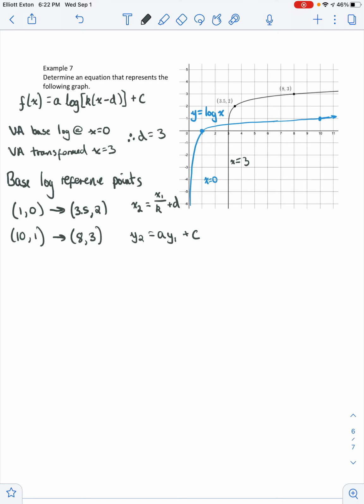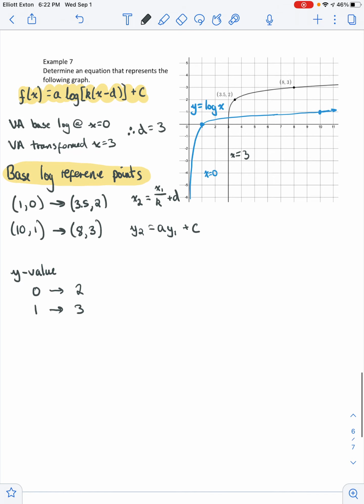Now let's start with our y values here. I'm just going to highlight these quickly. I'm going to use the base log reference points. Okay, let's start with our y values here. Now the y values in our base log reference points are 0 from (1, 0) and 1 from (10, 1). Now that y value of 0 in our transformed point has become 2, and the y value of 1 in the second point has become 3.